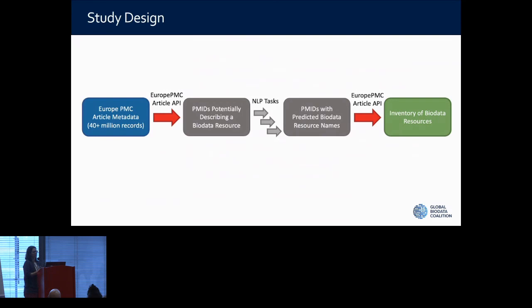So starting with the API, we do a targeted search to get down to the PMIDs for articles that potentially describe a biodata resource, and then we use machine learning techniques, specifically BERT-based models for NLP, to first classify those articles as to whether or not they describe a resource, and then extract the resource name using named entity recognition. From there, we basically get a cursory list of PMIDs with the predicted resource names, and then we do some additional cleanup and augmentation, again going back to the Europe PMC API, because we can get additional information about the resource to get the final inventory.